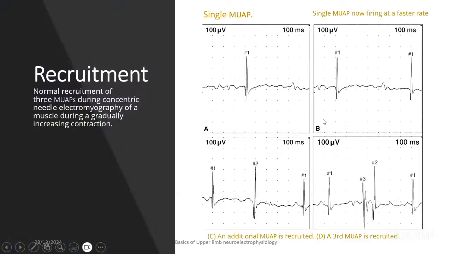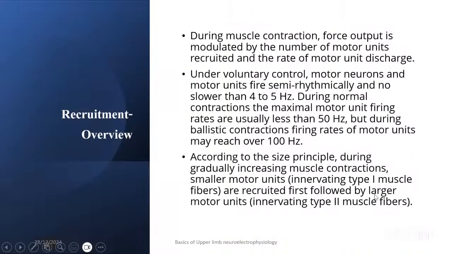The normal recruitment of 3 MUAPs during concentric needle electromyography of a muscle during a gradually increasing contraction. So you can see one usually increase and more motor units are getting recruited here.